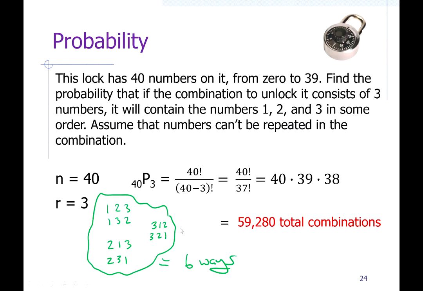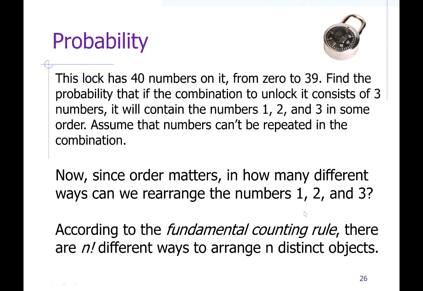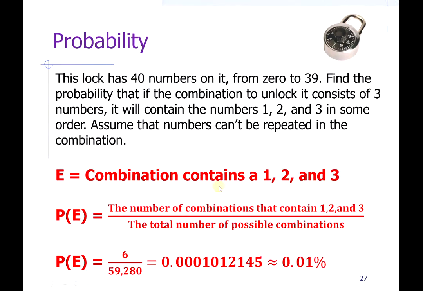If you don't like counting by listing, we can apply the fundamental counting rule. The fundamental counting rule says there are n factorial different ways to arrange n distinct objects. Remember, distinct means different. So if we have 3 different objects, there are 3 factorial different ways to arrange them. And 3 factorial is 3 times 2 times 1, which is 6, the same 6 that we got by listing.